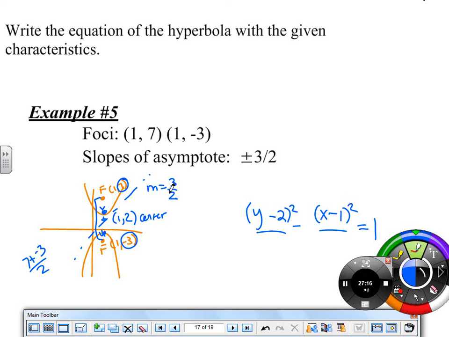Remember what we talked about. That means from the center, there's a rise and a run to get to another point on that asymptote, and they're telling us the rise is 3 and the run is 2. So 3 is our a, because that's the distance to the vertex, so a squared would be 9. And 2 is our b, because that goes in the other direction, so b squared will be 4.